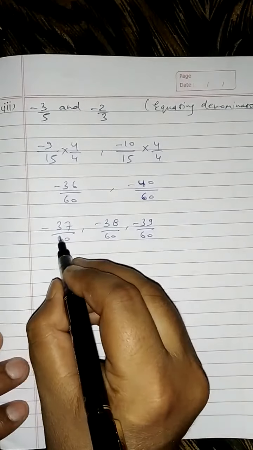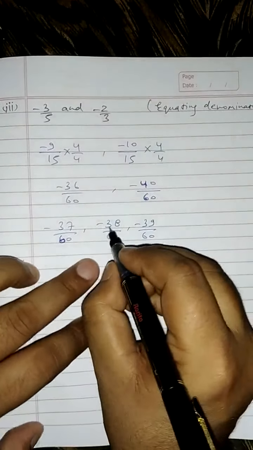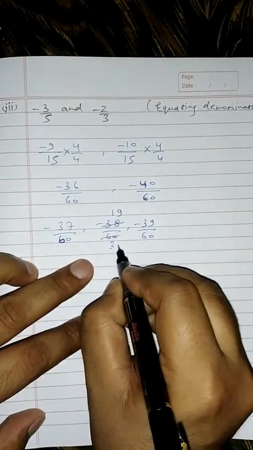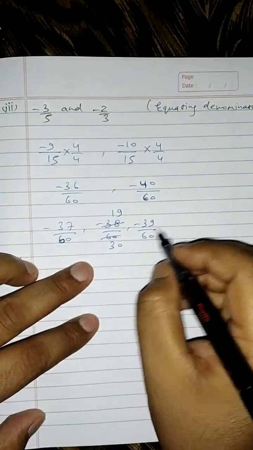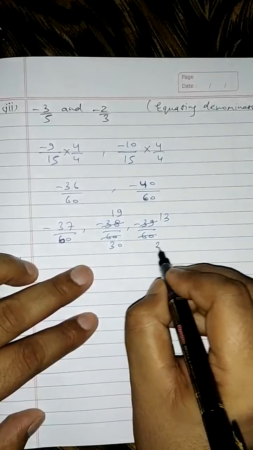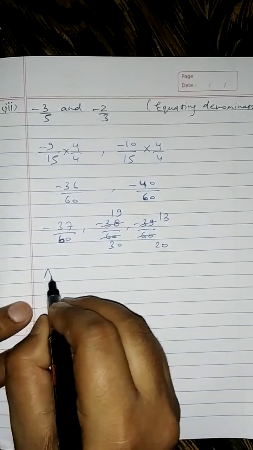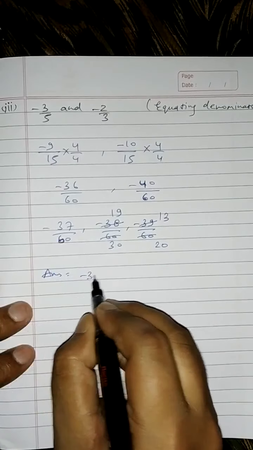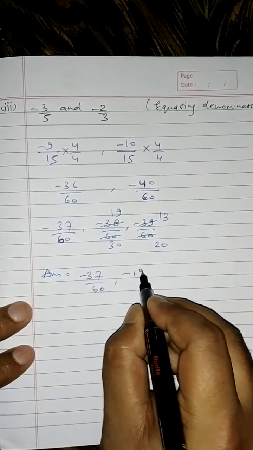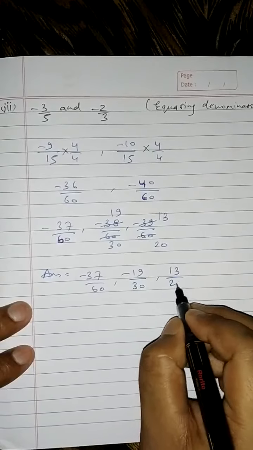Now this 36 upon 60 cannot be cancelled, but this can be cancelled. 2 19s are 38, 2 30s are 60. This also can be cancelled. 3 1s are 3, 3 2s are 6, and 3 20s are 60. So our answer is minus 37 upon 60, minus 19 upon 30 and minus 13 upon 20.